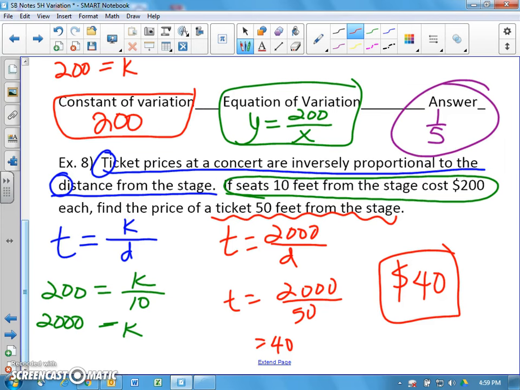Okay, the next problem says try, so go ahead and stop the video. Read through that carefully, set it up, find your constant of variation, your equation of variation, and the answer to the question. When you're done, restart the video.